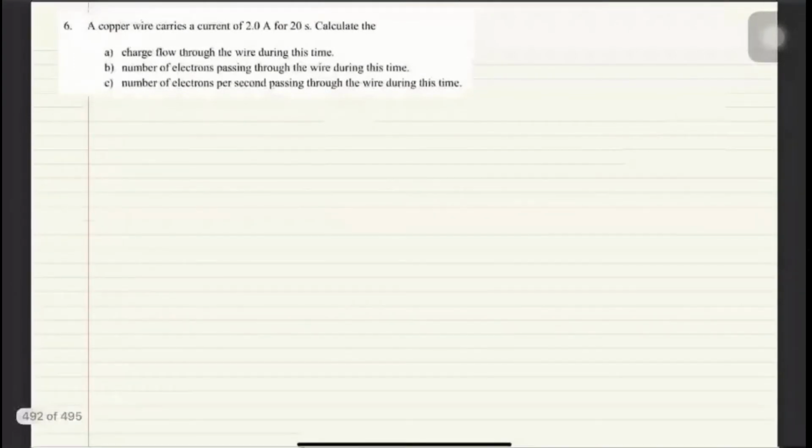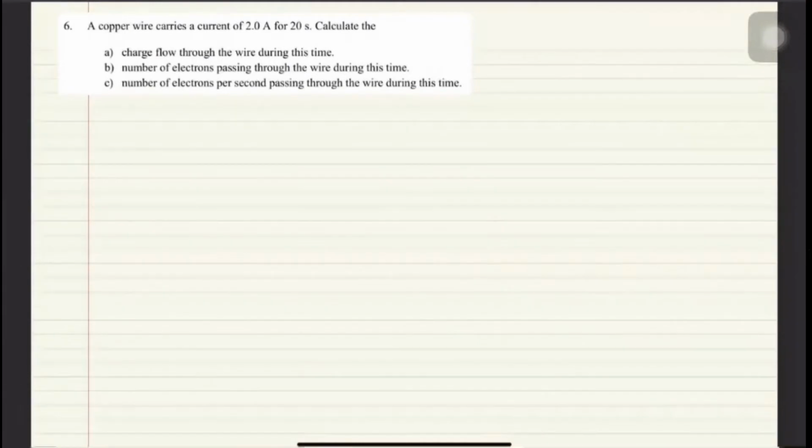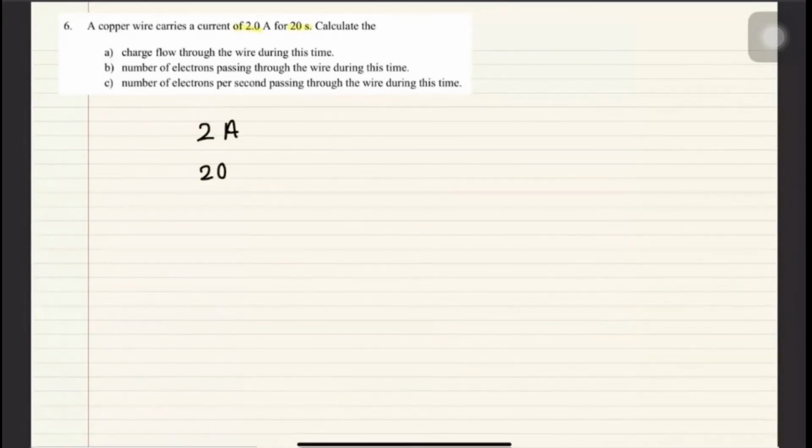Okay, we start with question number 6. This one is tutorial question. Dia kata copper wire carries a current of 2 ampere for 20 seconds. Okay, cara dia, kamu boleh lukis circuit lah kalau kamu nak. Ini tak ada melibatkan circuit, so saya tak lukis. Dia kasih dua information, 2 dengan 20. So 2 ampere tu simbol apa kita nak tulis? I, very good. 20 seconds tu is your T lah.